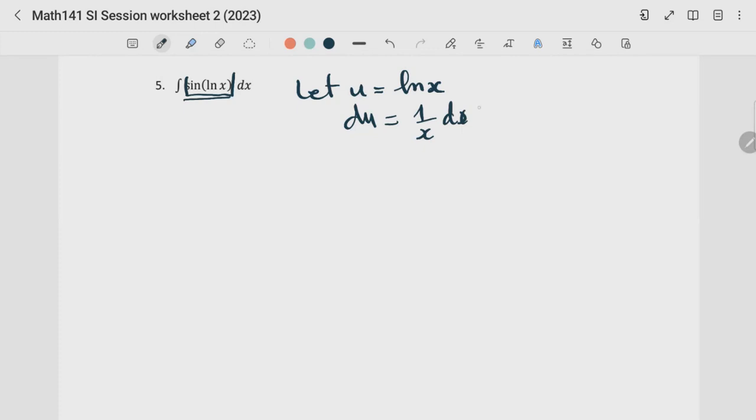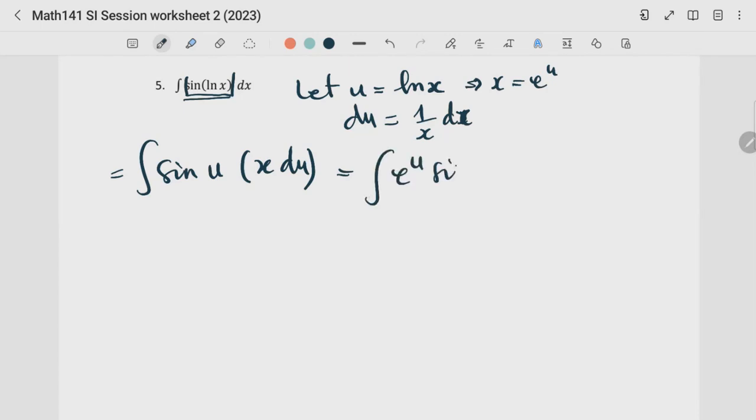So now that we have that, bringing it back to the question, we would have sine of u multiplied by dx, which is just x du. But now remember that since u is equal to ln x, that would mean that x is equal to e to the u. So this would be simplified further to be e to the u times sine of u du. Now we have two functions, right? The exponential and the trigonometric function.